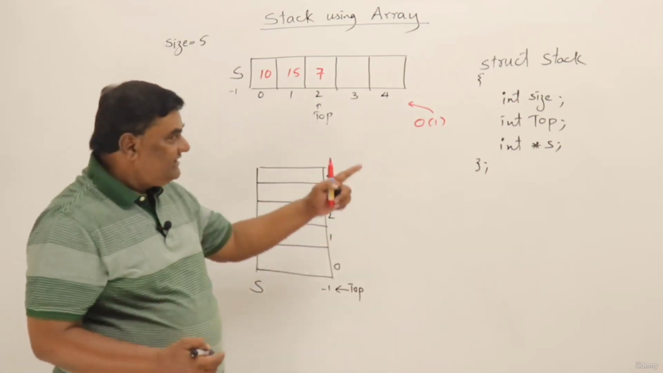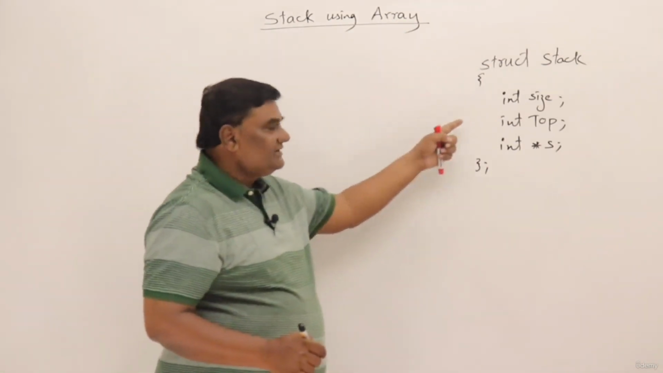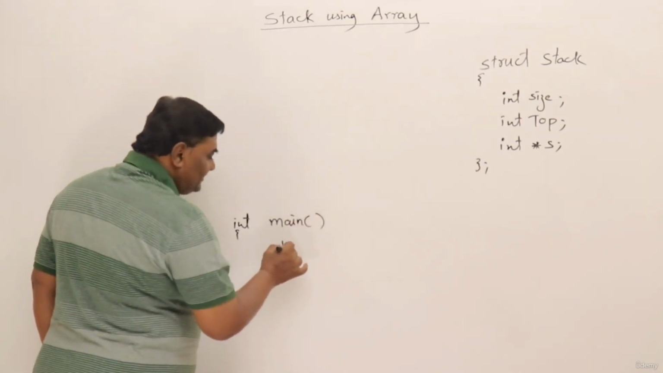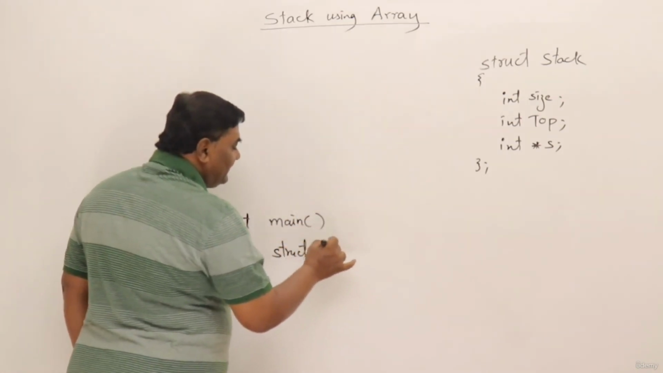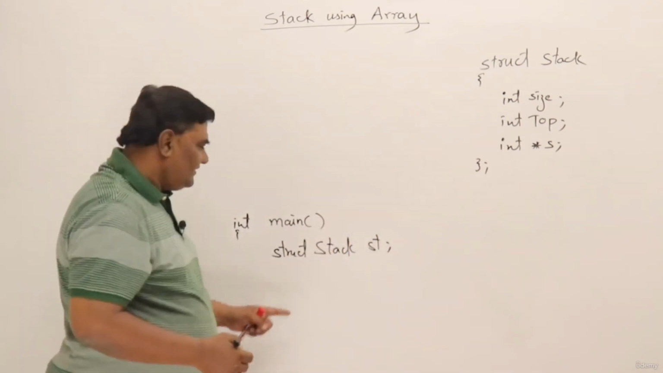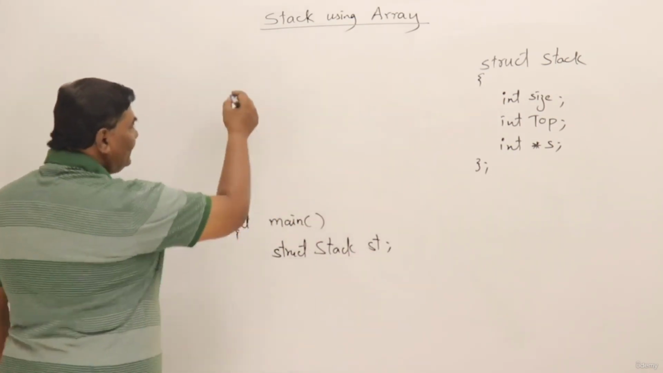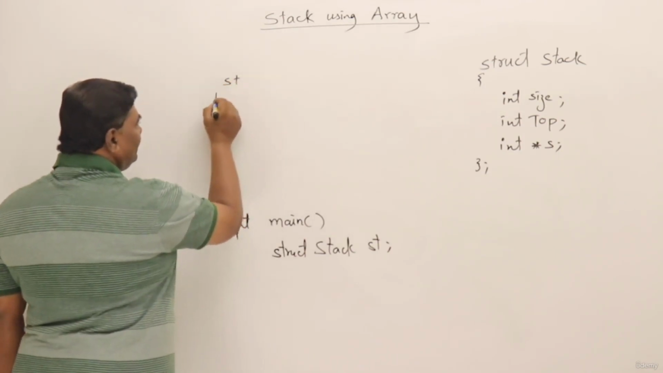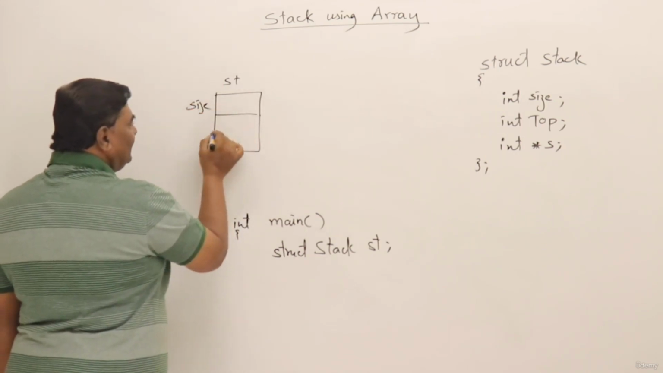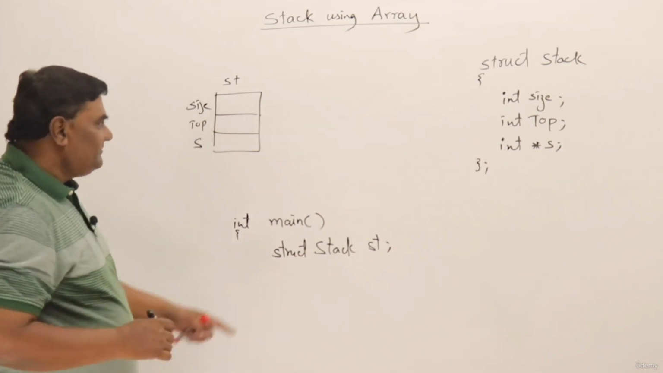Next, let us see how to create and initialize this stack. Inside the main function, I will create the object of this, that is the stack. So I will take a variable simply: struct stack st. So st is a stack. Now once this stack is created, there are three variables in it. We'll get an object st having three things inside, that is size, top pointer, and s, which is a pointer. Three members are there.